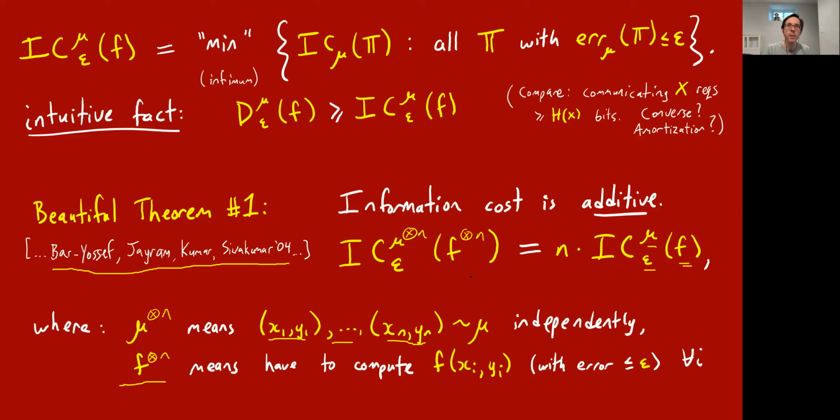But just like with entropy, if you go to this refined measure that doesn't have to be an integer, that really measures the real number amount of information, they showed that it's perfectly additive. The amount of information that Alice needs to learn about Bob's input plus Bob needs to learn about Alice's input to solve this problem f on n independent instances is really n times the amount you need for a single instance. So that's cool.